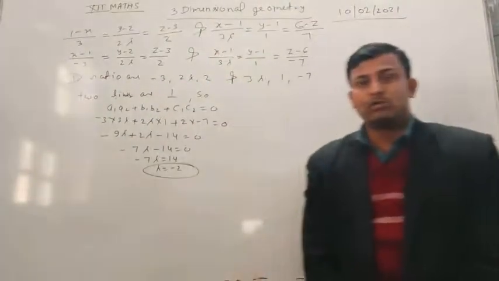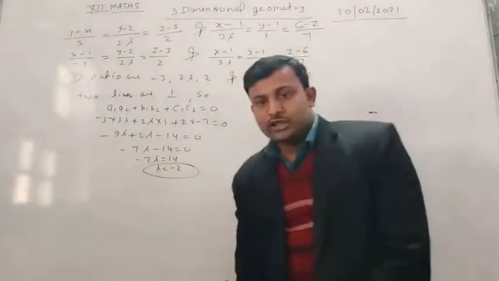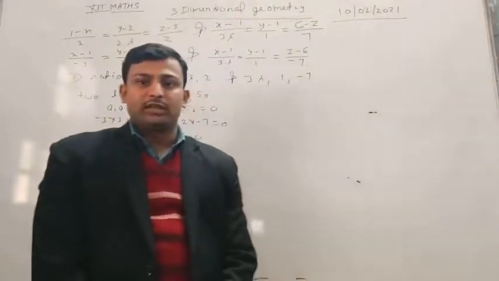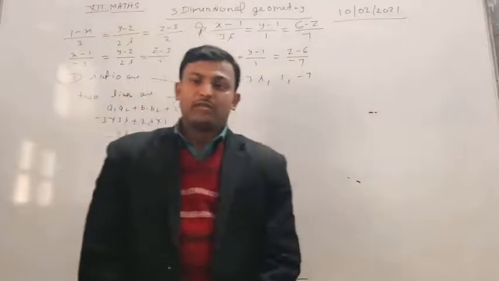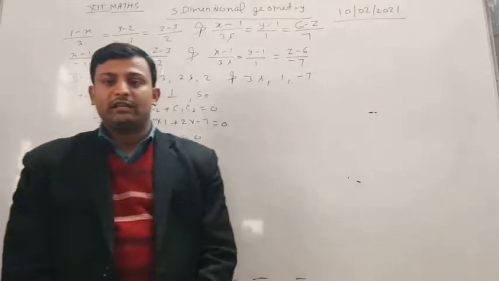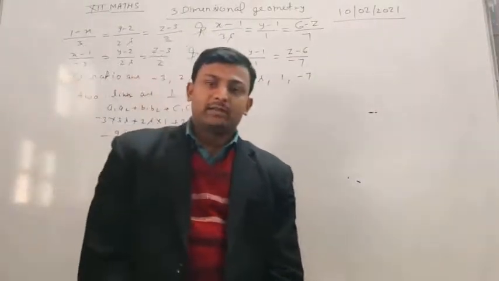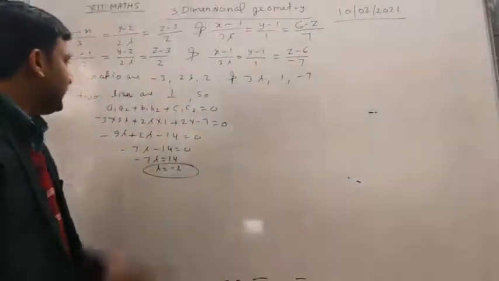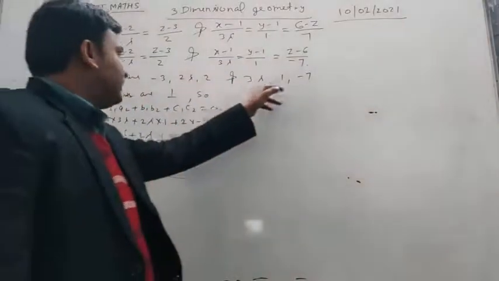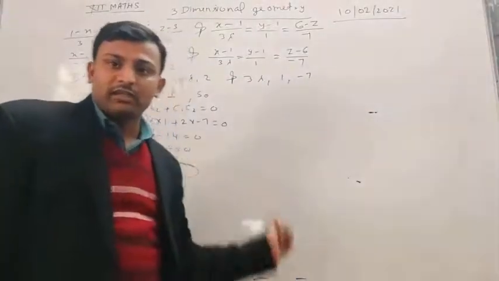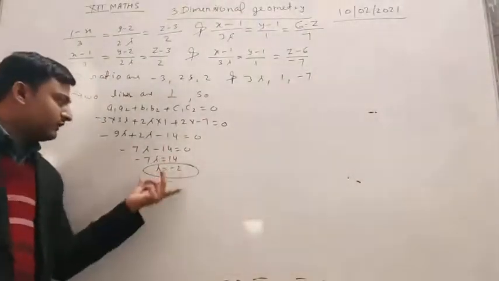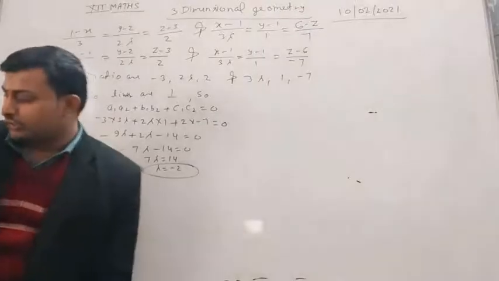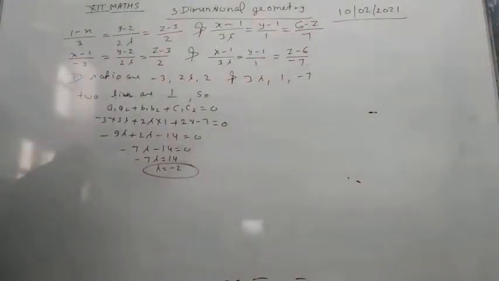Okay, students, I hope you understand. Because in this question, students, we have to find the value of lambda, and the question says that the given two lines are perpendicular. So we know the condition of perpendicularity, which is a1 a2 plus b1 b2 plus c1 c2 is equal to 0, where a1 b1 c1 are this and a2 b2 c2 are this. Okay, students, these are the direction ratios. So in this way, after applying this condition, we can get the value of lambda. I hope you understand, students. Now we move to the next question.